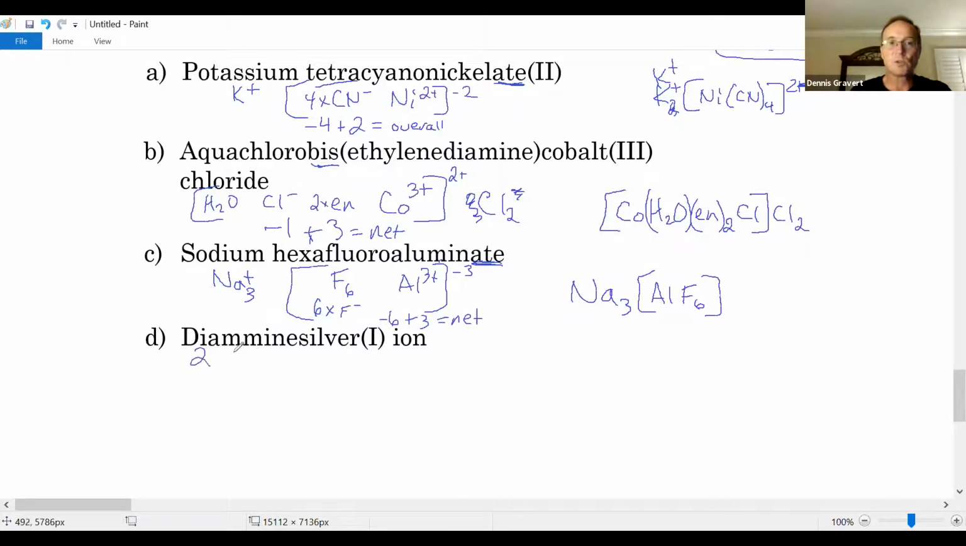Diamine, 2 amines, 2 ammonias. The silver, where you can go up to the periodic table and look up the name silver, and you'll discover Ag is the chemical formula. The silver ion has a +1 charge, but ammonia doesn't have a charge, so that's also the charge on the whole complex. And that's it. We got silver listed first. There's 2 ammonias, and there's a net +1 charge on the whole ion. Nice. Okay, hope that makes sense.